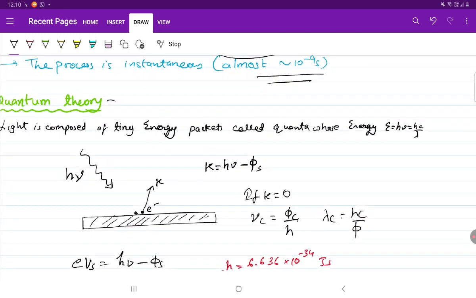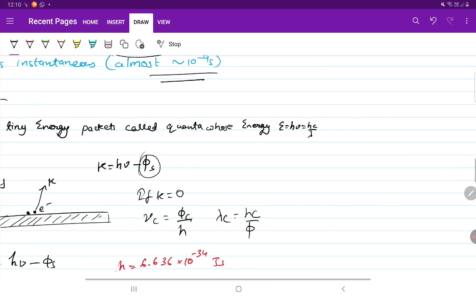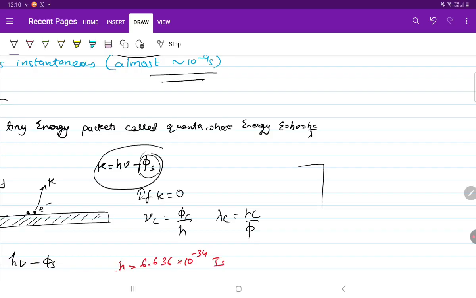It is said that if you project light towards a metal surface, then an electron gets ejected. Then the kinetic energy of the electron is given as h nu minus phi s. Now this phi s term is pretty interesting to discuss. You can say that this is the maximum kinetic energy possible for the electron. Why maximum? Let me explain.